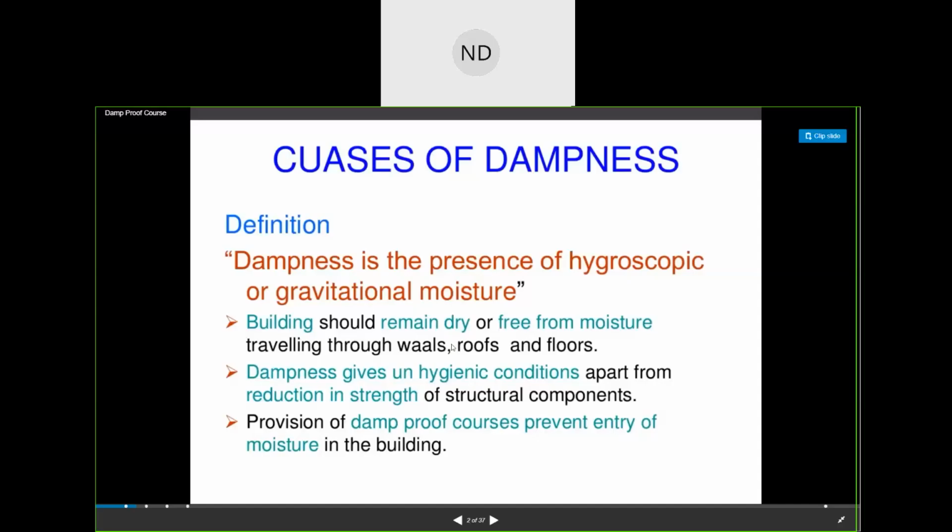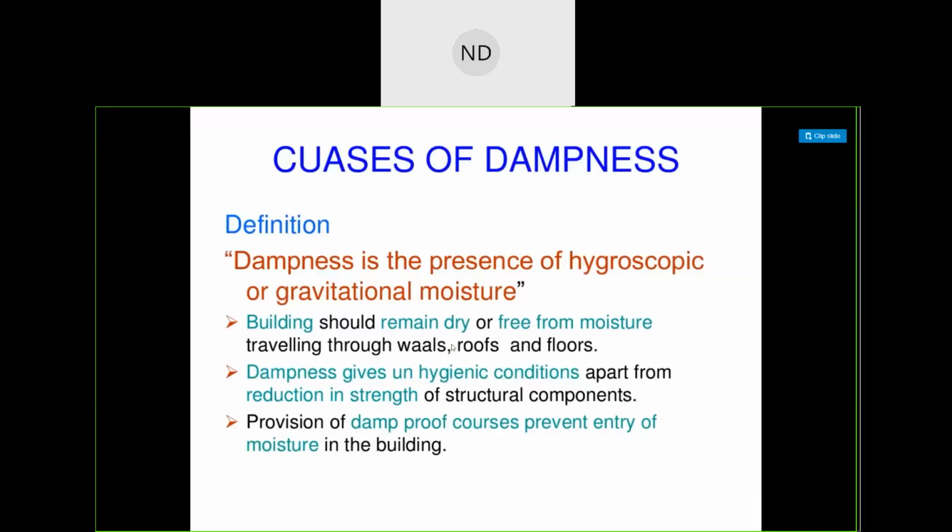Next, we'll be talking about damp proofing. So next we are going to talk about the damp proofing systems. Your flooring is done, after that we are going to cover up the dampness.